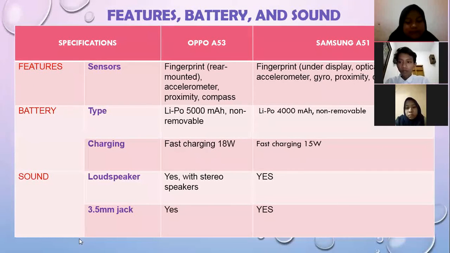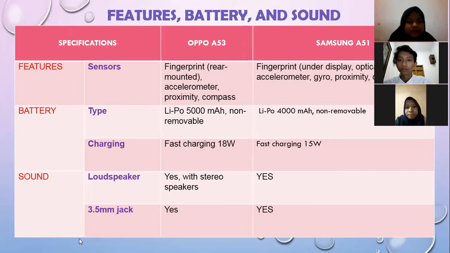Next, we have features, battery, and sound. First is features. Oppo has fingerprint, accelerometer, proximity, and compass. Samsung has fingerprint, accelerometer, gyro, proximity, compass, and T+. So the features of both phones are similar.